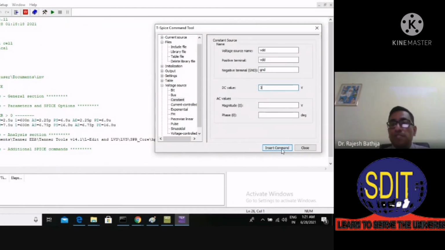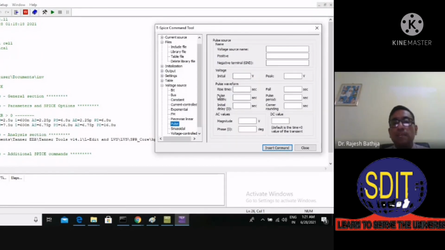So this DC value is 3 volt, so we have to put it here. So VDD GND 3, it is written over here. Then the input, that is the input which we want to give. We can give pulse input, we can give sinusoidal. It depends upon application to application. In digital, we prefer the pulse. For analog, we can use the sinusoidal, right?